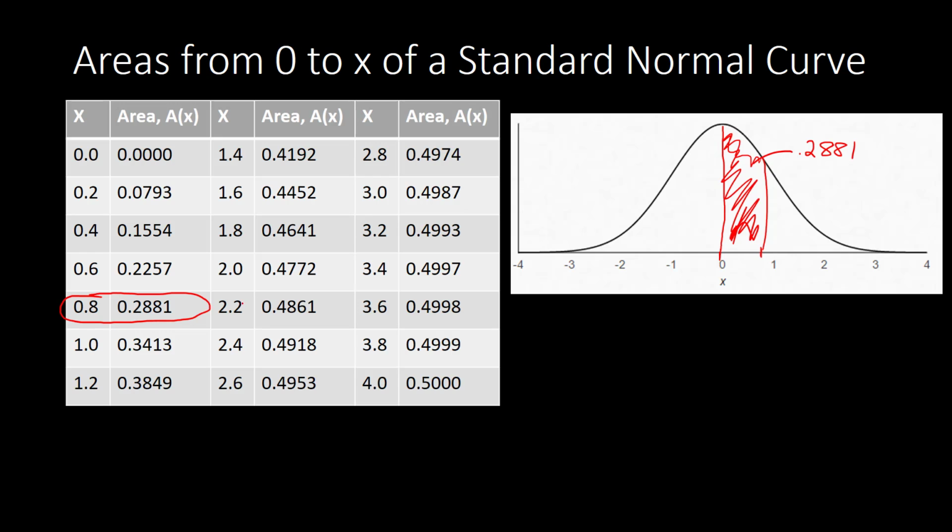So for any of these, say we picked 1.8, the area between 1.8 and 0, all of this, would be 0.4641.